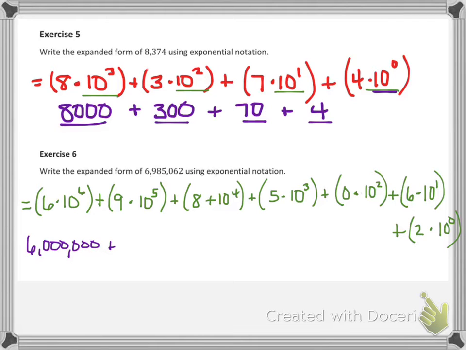So there's 6,000,000. Plus 10 to the 5th power, that's going to be 100,000, so that's 9 times 100,000, that's 900,000. 900,000 plus 8 times 10 to the 4th, well, that's 10,000. So 8 times 10,000 is 80,000. So that's another 80,000 that we're adding. And then we're getting down here, 10 times 10 times 10, that's 1,000 times 5, that's 5,000. And then we have 10 squared is 100. 100 times 0 is 0, so that's just 0. And then 10 to the 1st is 10 times 6, that's 60.